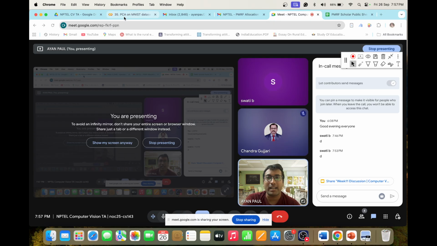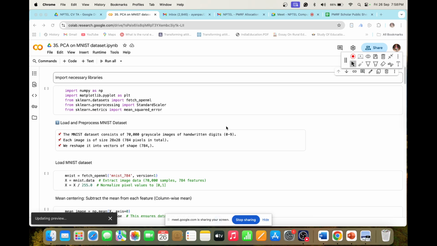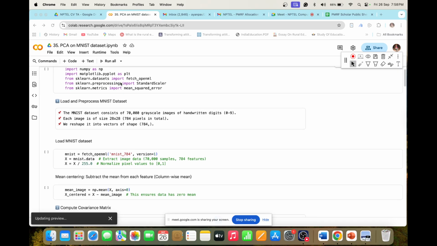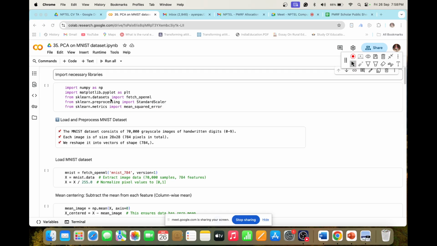Let me just show you this code, it will be better for all of you. So this is PCA on the MNIST dataset. This is the code. The MNIST dataset, you must have heard about it. It consists of 70,000 grayscale images of handwritten digits 0 to 9.